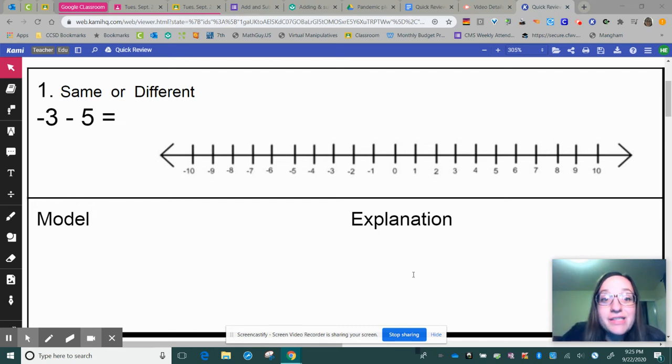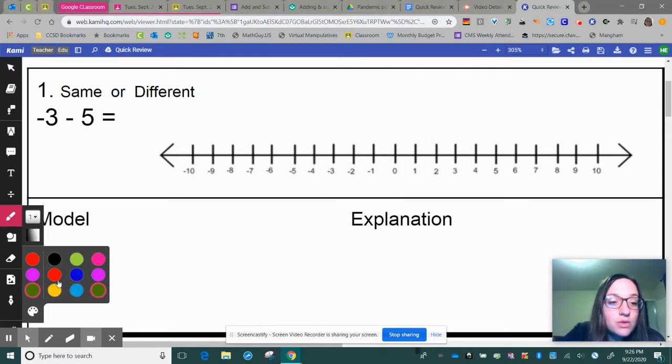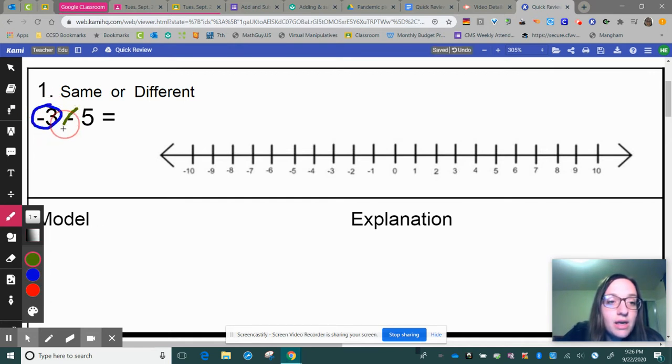Hi, this is a quick review to help you remember what we've been learning on your Google form today. So here we go for this first one. Well, we need to determine if they have the same signs or different signs. If we look at that, we have here a -3 and a -5. Those are the same signs. They're the same, not different.